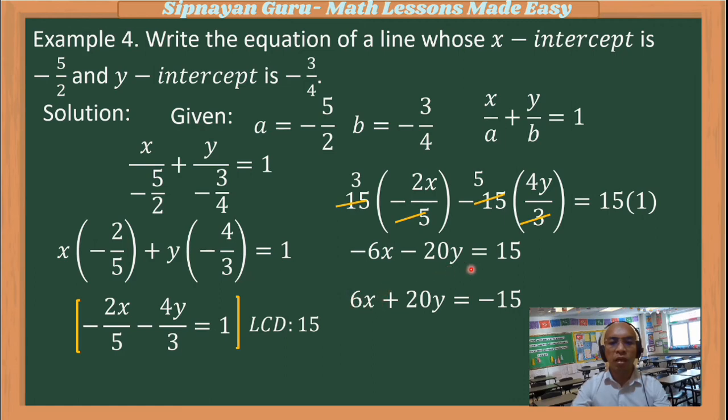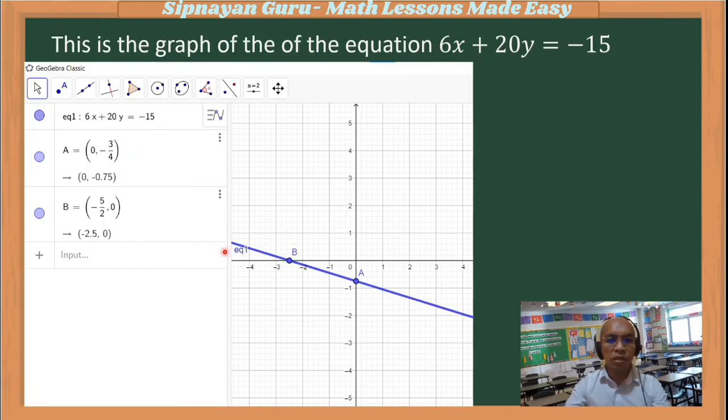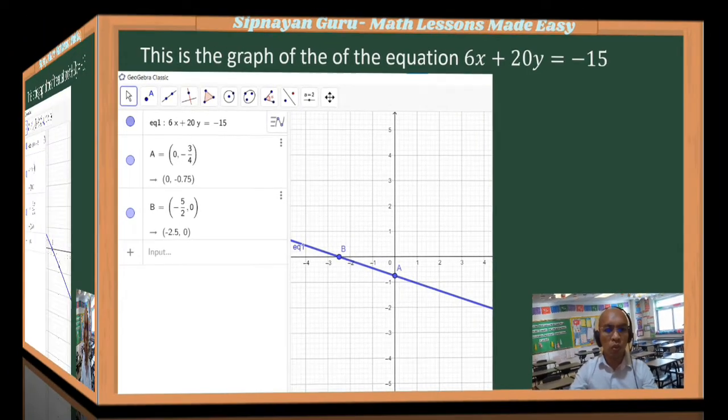Multiply the whole equation by negative 1. So this is the equation of the line with these x and y intercepts. So this is the graph of the equation. So indeed, it passes through the y-intercept, which is negative 3 over 4, and the x-intercept, negative 5 over 2.